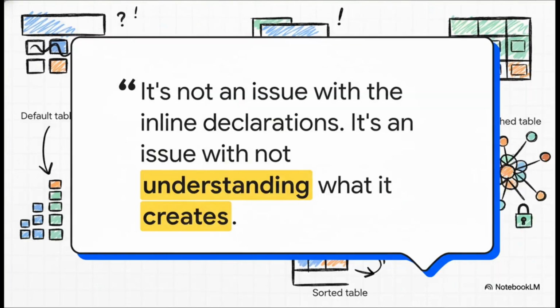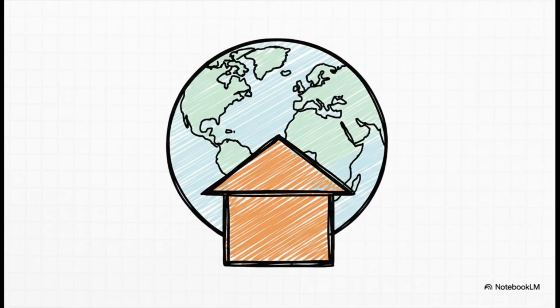Someone on the SAP community forums put it perfectly. They said it's not really a problem with inline declarations, it's a problem with a developer using them without understanding what's happening under the hood. @DATA gives you a standard table, period. If you need a sorted or a hash table for performance, you still need to go back and declare it the old-fashioned way.